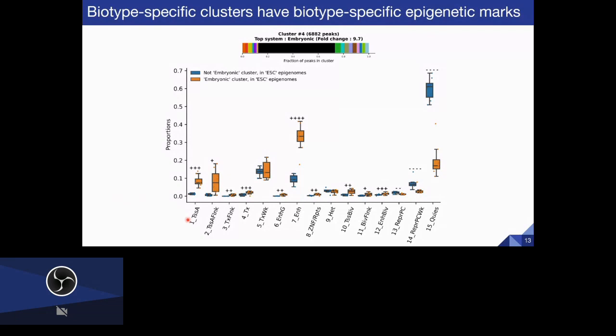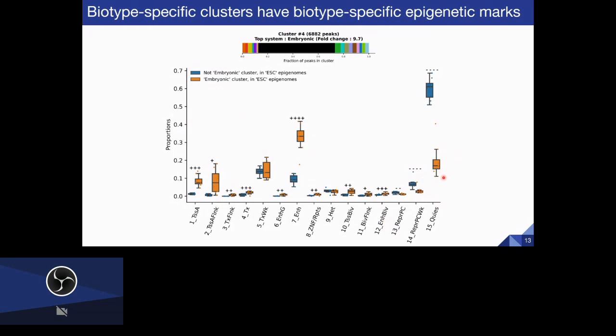So is it a TSS? Is it a repressed region? And what we've seen is that if we took only the POL2 consensus that belong to the embryonic cluster compared to the other ones, we are strongly enriched in active epigenetic states such as enhancers, and we are strongly depleted in repressed epigenetic states such as repressed by Polycomb or quiescent regions.